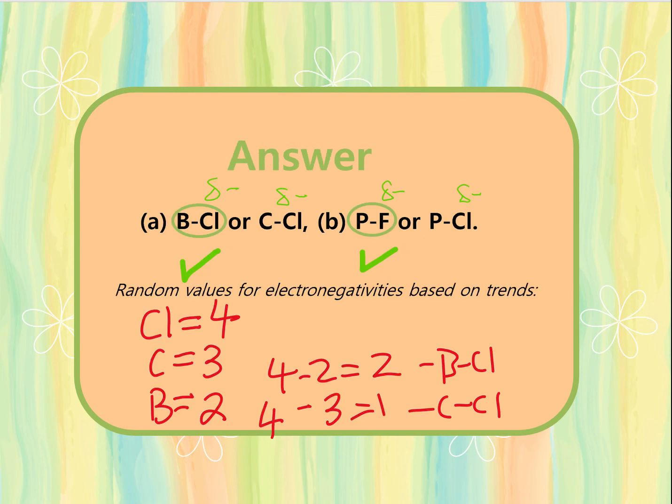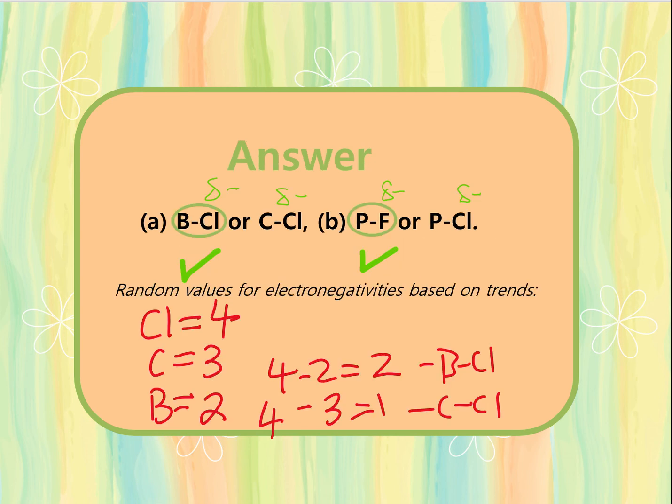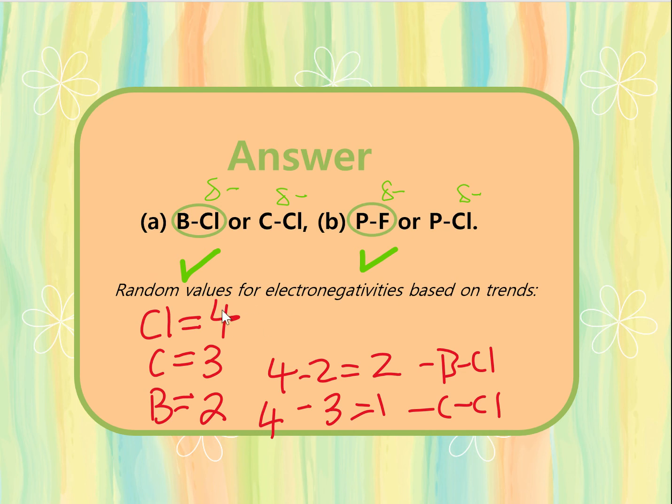All right, so if you had that, let's just recap the question. Which bond is more polar? If you had boron chlorine and phosphorus fluorine, then you are indeed correct. Good job.